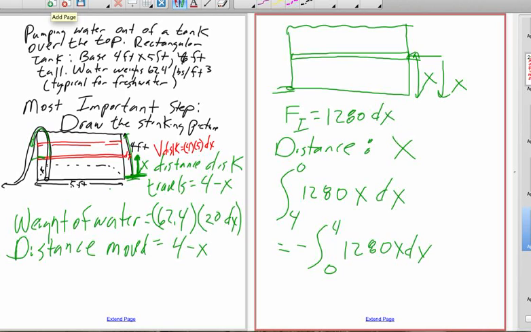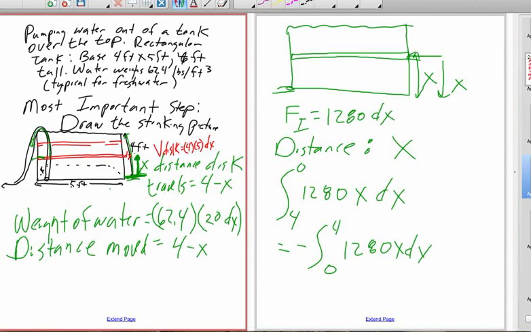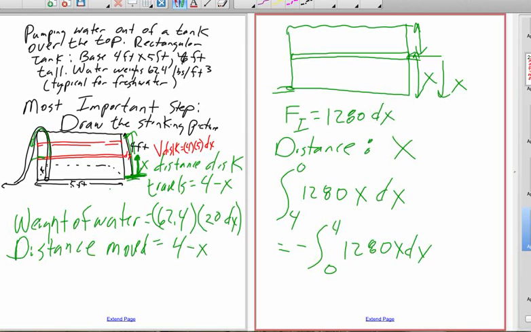But as you can see, we actually gain some work because gravity is going to be doing it for us. So it does make a difference. If you're draining over the top, remember, you have to lift this thing. When you're draining from the bottom, you have to deal with how far up you lift it. Dealing with the bottom is just how far it has to drop.